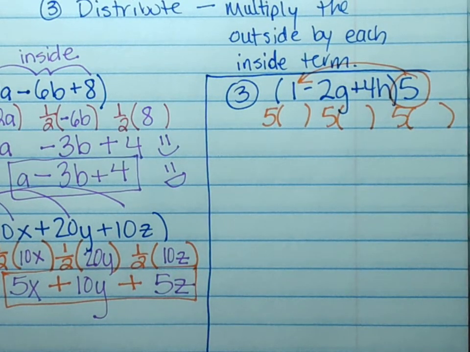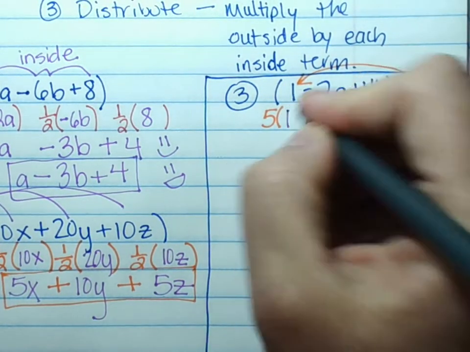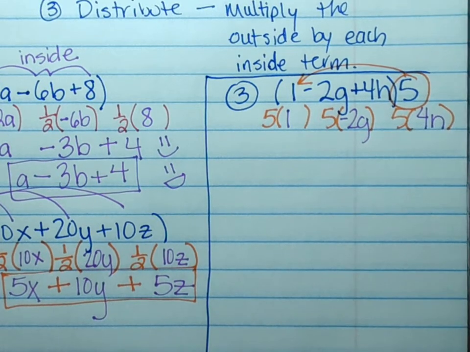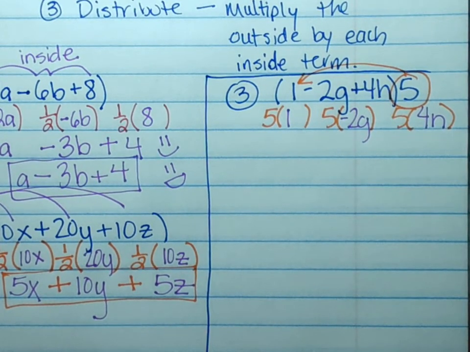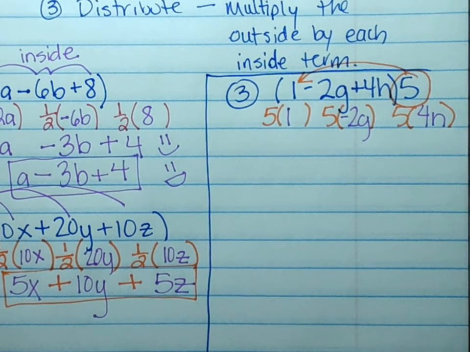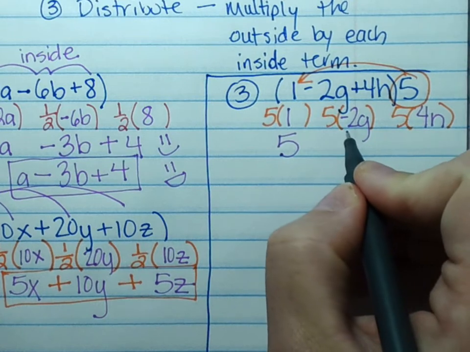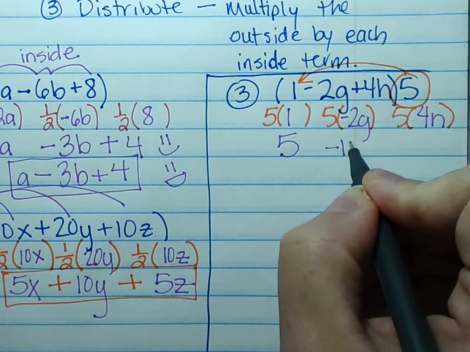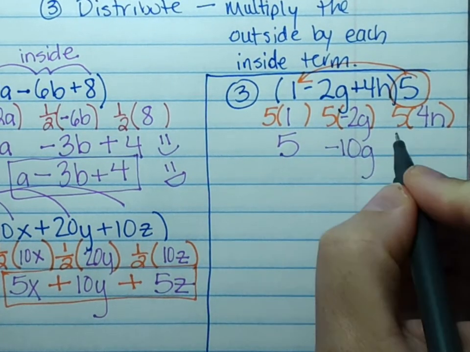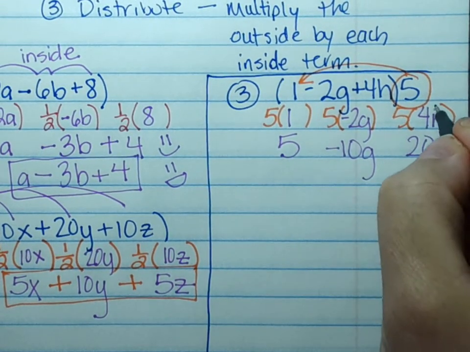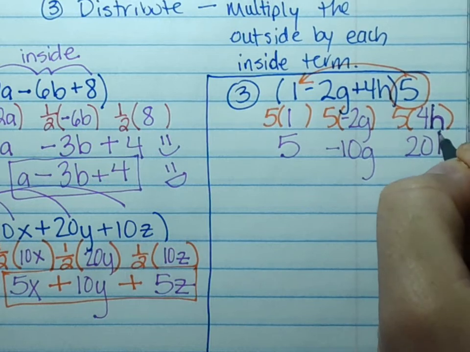Okay, my inside numbers are 1, negative 2g, positive 4h. Go ahead and pause and multiply each of these. Okay, welcome back. This is 5. 5 times negative 2 is negative 10g. 5 times 4 is 20. Don't forget your variable. Ooh, that variable kind of looks like an N, but it's an H.